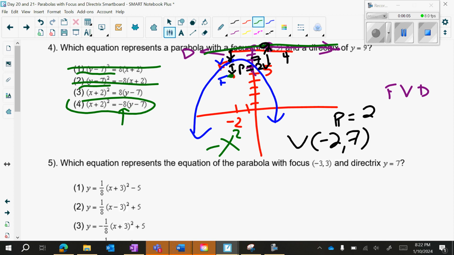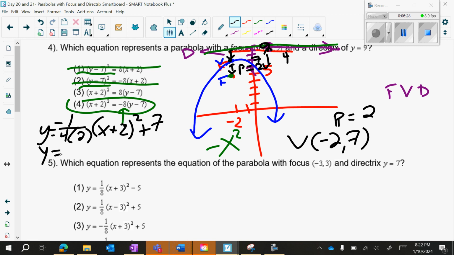And now let's talk about y. If I had written it in the form y equals 1 over 4p, and it's going to be negative because it's going down, p is 2, (x minus h) squared, so x minus -2 is going to be x plus 2 squared, plus 7. Then I get y equals -1/8 (x plus 2) squared plus 7.